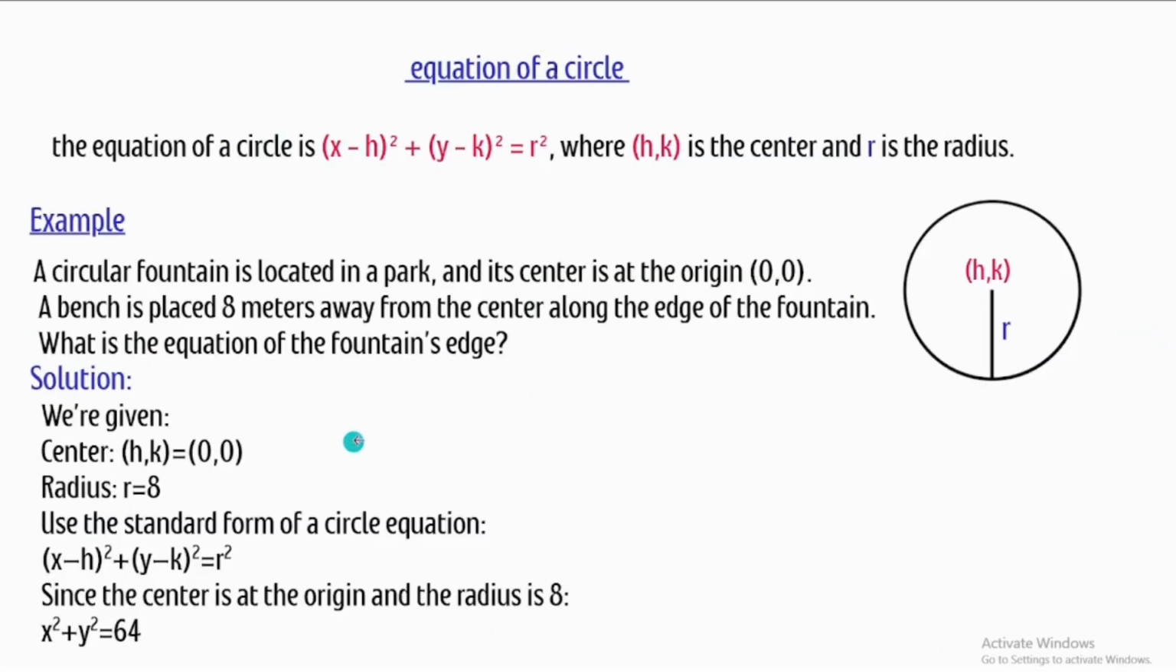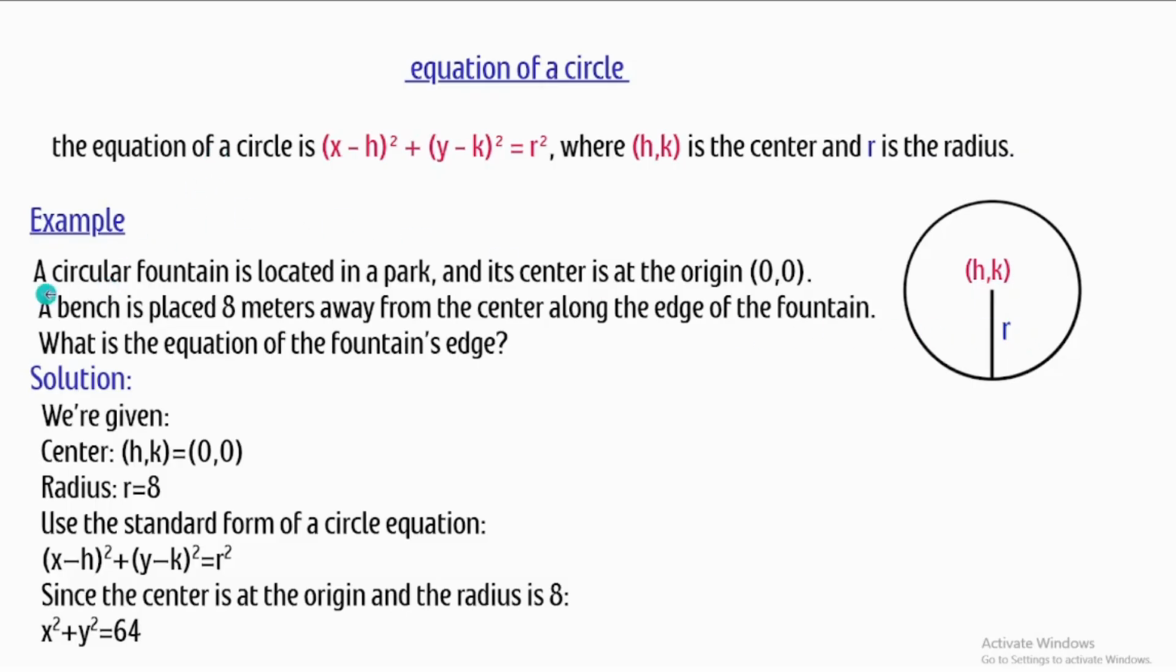Now we will make a review of the equation of a circle. The equation of a circle is x minus h, the quantity squared, plus y minus k, the quantity squared, equals r squared, where h and k is the ordered pair of the center, and r is the radius.